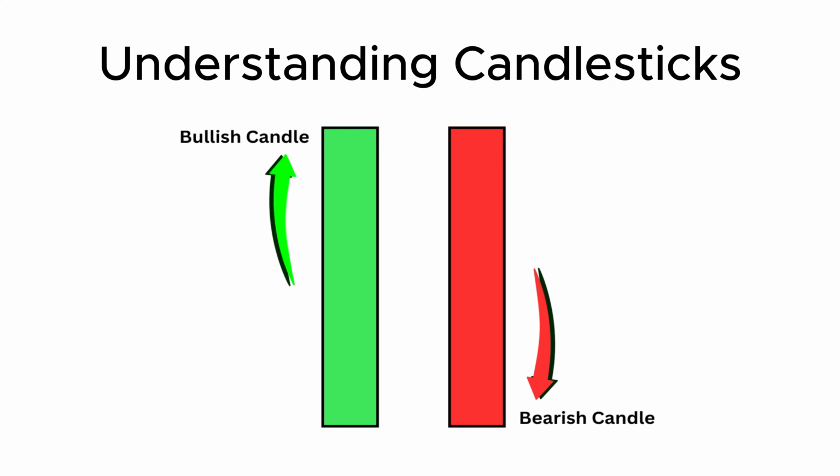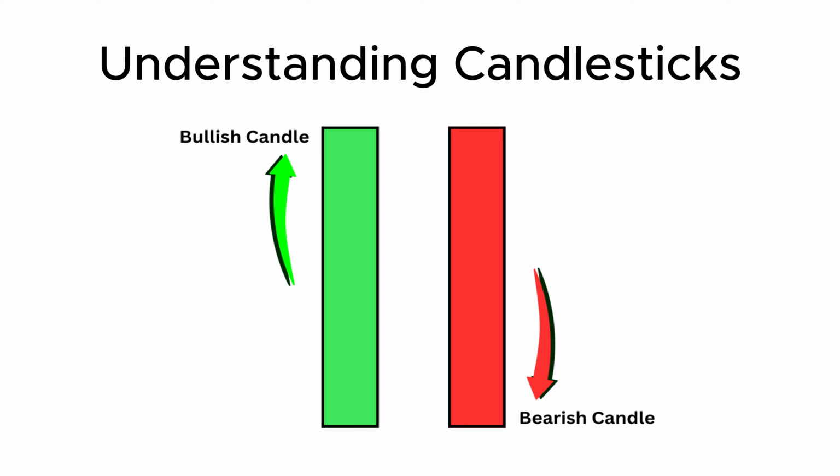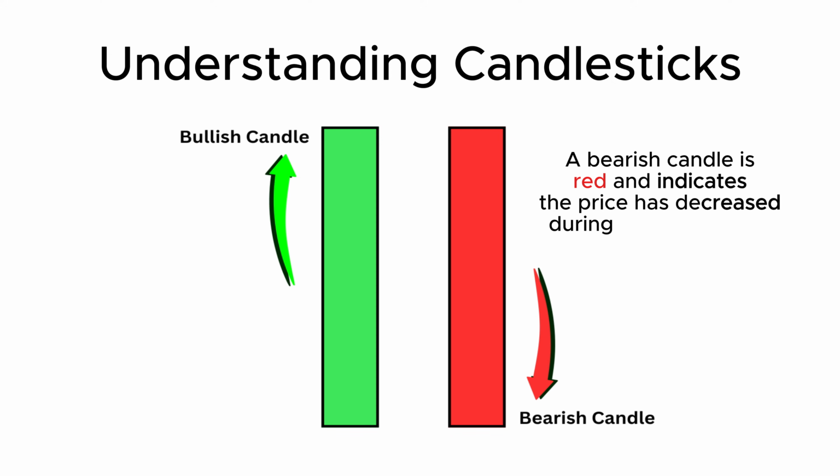bearish. On the left here, we have a green candle, which represents a bullish candle. A bullish candle simply indicates the price has increased during this time period. Vice versa, on the right is the red candle that is bearish. A bearish candle simply indicates the price has decreased during this time period.